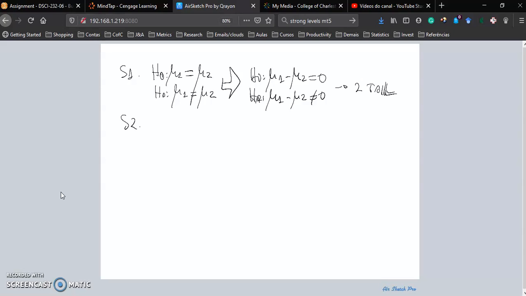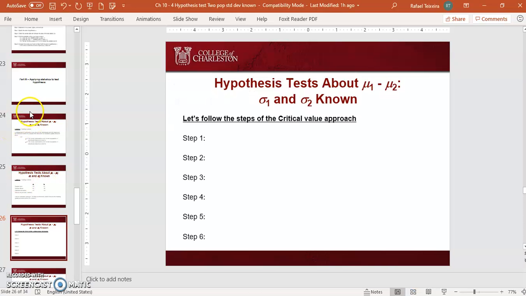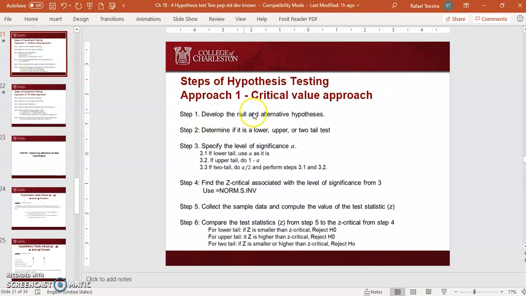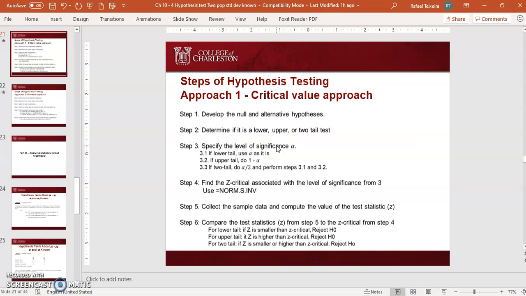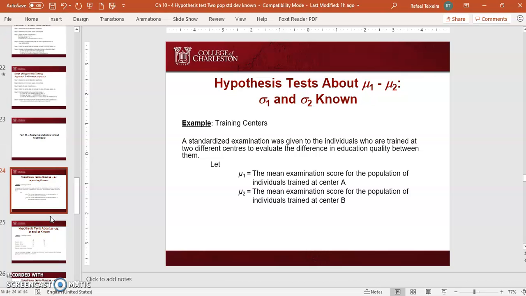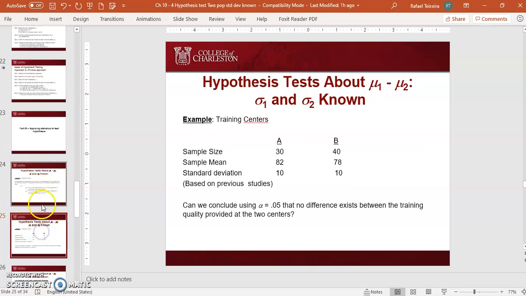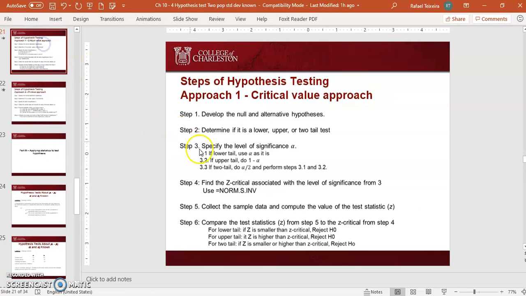Step number 2 is two tail. That's right here. Develop the null and alternative, determine if this is upper or two tail, specify the level of significance. So step number 3, let's see what the problem says. The problem gives us the alpha here, 0.05. So step 3 is specify the level, the alpha 0.05.